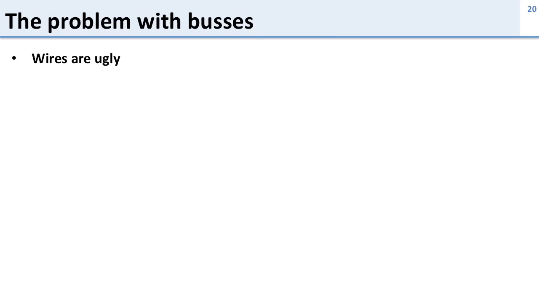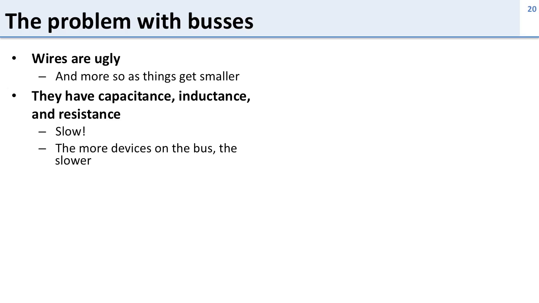So what's the problem with buses? Well, it's basically that the wires are ugly. And they're more so as things get smaller. So as we have smaller and smaller wires and want to run faster and faster, wires get harder and harder to manage. The reason for this is that wires have capacitance, inductance, and resistance. They're complex circuits, and this makes them slow.